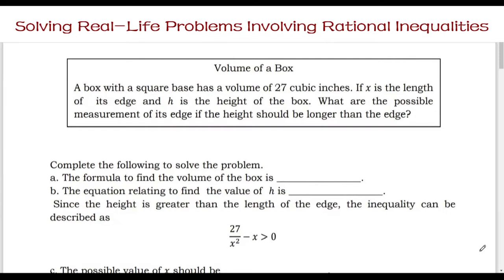Okay, so this is our first word problem. The volume of a box. We're given the value of the volume. The volume is 27 cubic inches. We let x be the length of one edge of the box, and h is the height of the box. What are the possible measurements of its edge if the height should be longer than the edge?